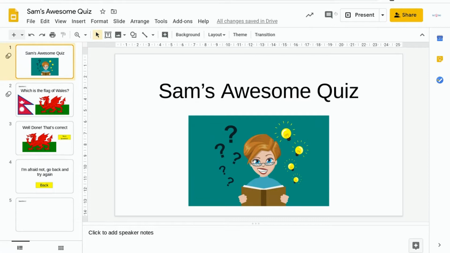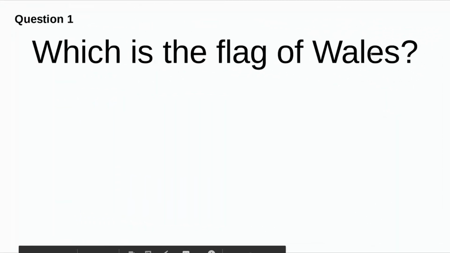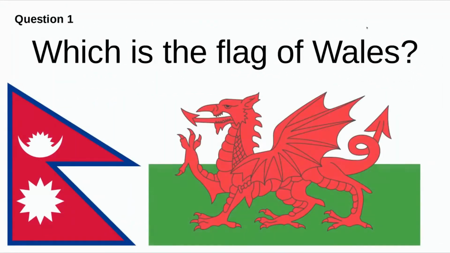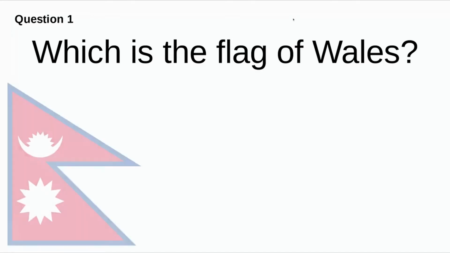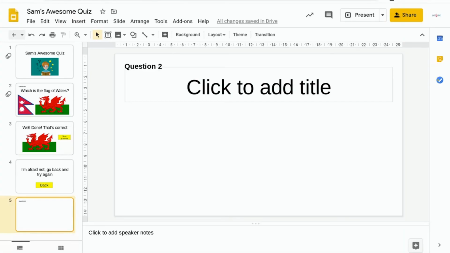I'm going to the first slide and clicking present. Let it load. Click forward. There's my transition. Click a few times for the flags to appear. If I clicked on the Nepal flag, it tells me I'm incorrect. So I can click back. It takes me back to this question. And if I click on the Welsh flag, it tells me I'm correct. And I can go forward to the next question, whatever that might be. And there you go. That's how we use slide transitions, object animation, and link buttons inside Google Slides.